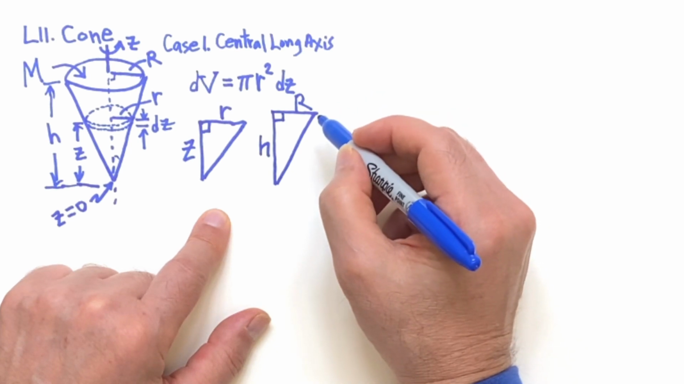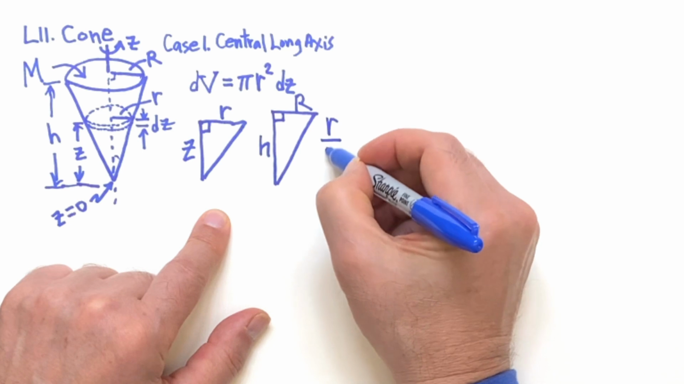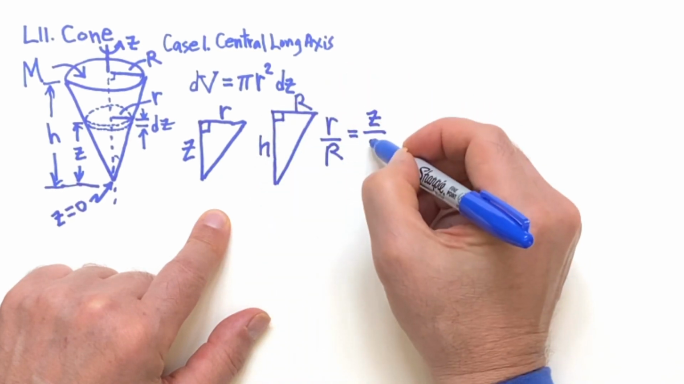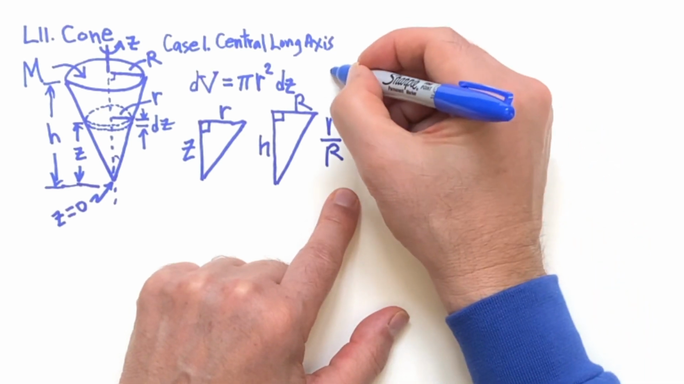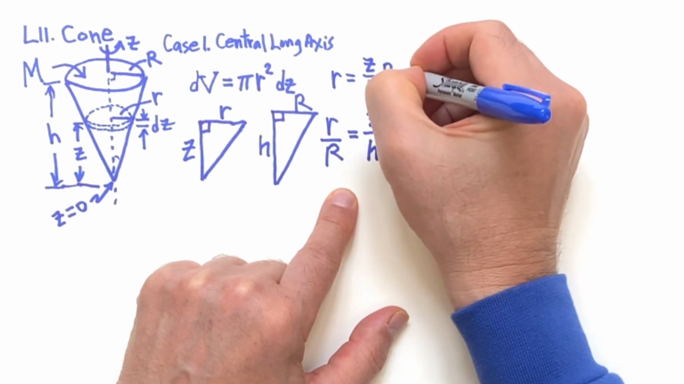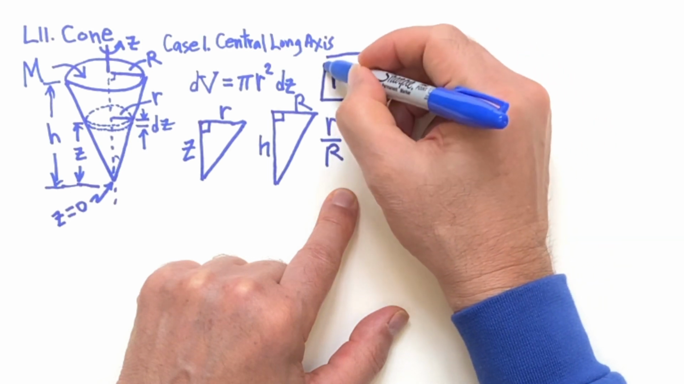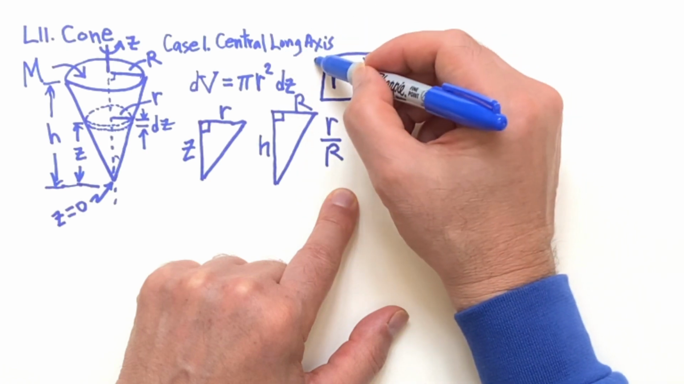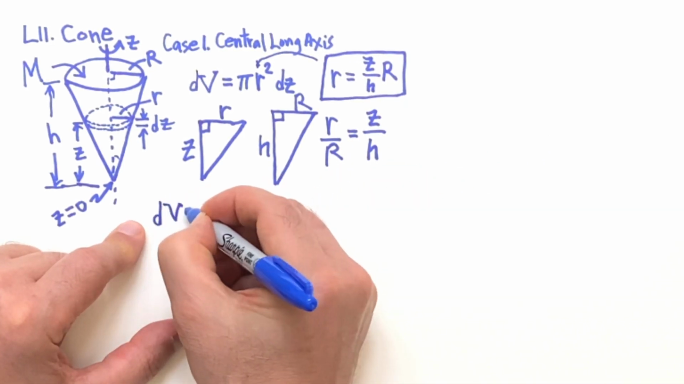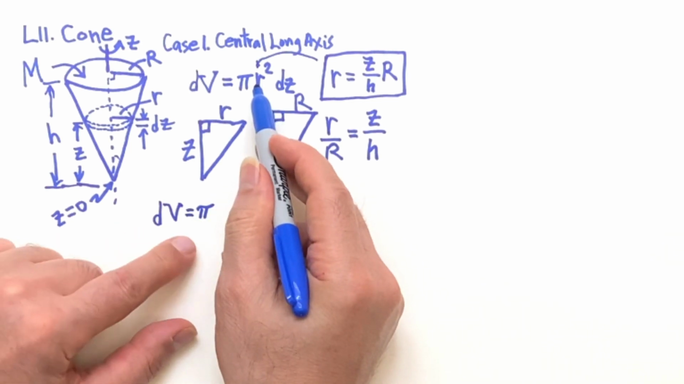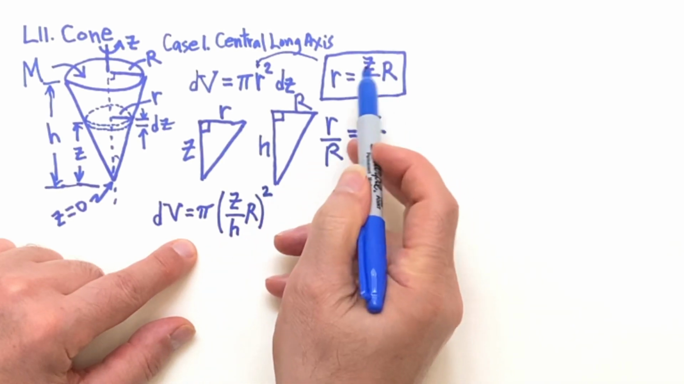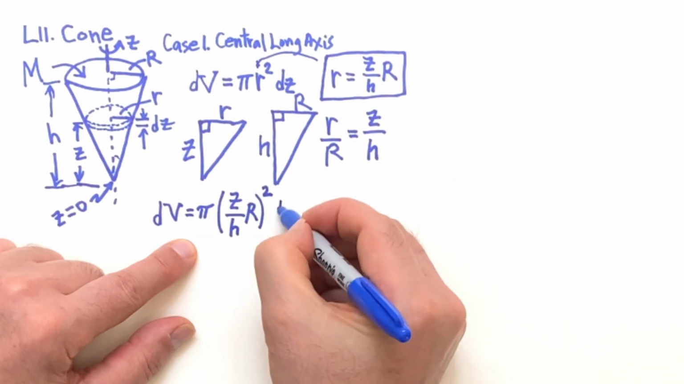And now we can set up a proportion where the little r divided by the big R is equal to z divided by h. So this gives us little r in terms of z as z over h times big R. So that's what we're going to use in our formula here for the little r. We're going to put that in there. So when we do that, dV is pi, little r squared means we're going to square z over h times big R. That's the little r here. And we'll have dz.